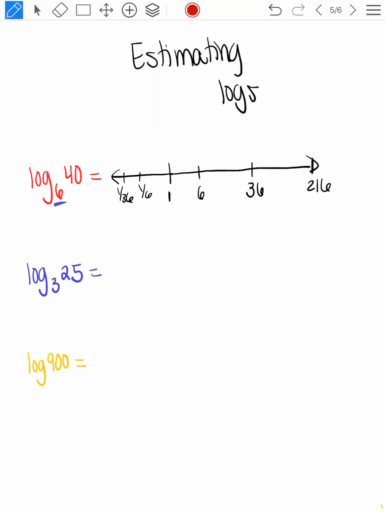So I'm trying to get to 40, and 40 is not on my number line, but I'm going to place it somewhere about here. It's closer to 36 definitely than 216, but it is not on my number line exactly. So here is where we are going to estimate. These problems are really more about an understanding of what logarithms mean than about finding the correct answer.